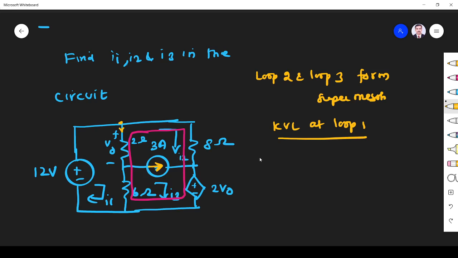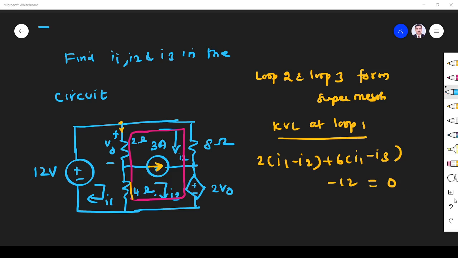So for this branch, 2 into I1 minus I2, plus 6 into I1 minus I3. Clear or not? So this is 6, I think this is 4. Next, this is minus 2 equal to 0. Sorry, as per the problem, this resistor is 4. So 4 into I1 minus I3. So please change this.